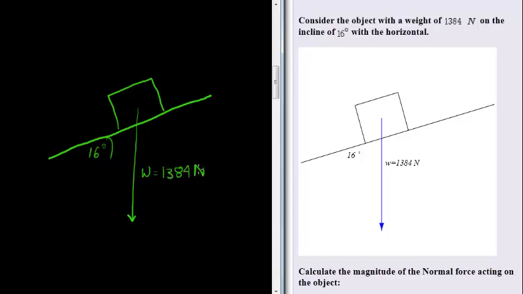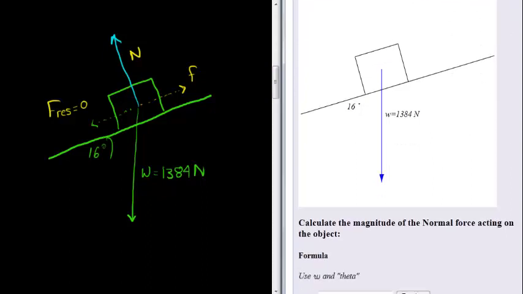1384 newtons. They do not tell us how this thing is moving, so there might be a resultant force acting on it, and the resultant force would be the effect of the weight and the normal force. But maybe there's no resultant force, which means it might be stationary. If that's the case, then there's a frictional force that's in the opposite direction. So we have a normal, a friction, and a weight force leading to a resultant force which might be zero. But let's consider everything and see what that means.